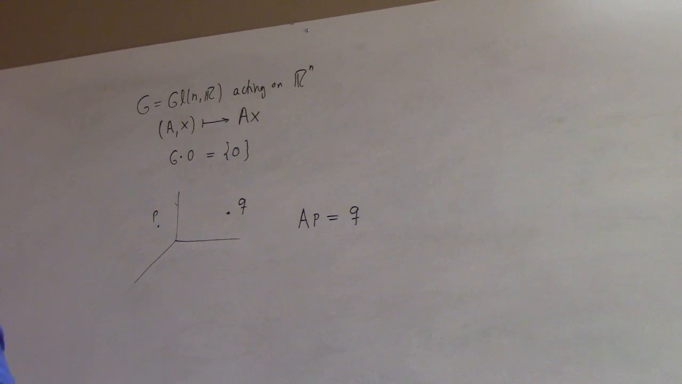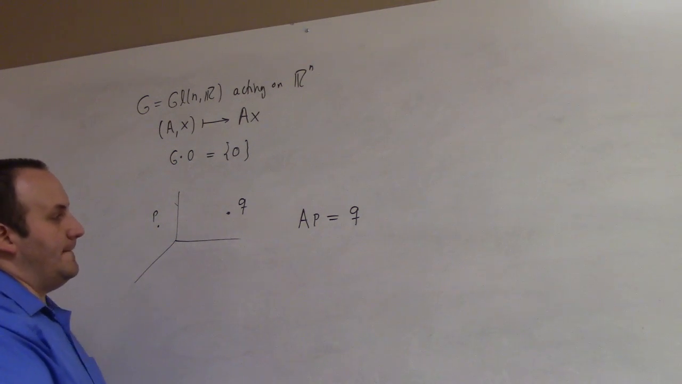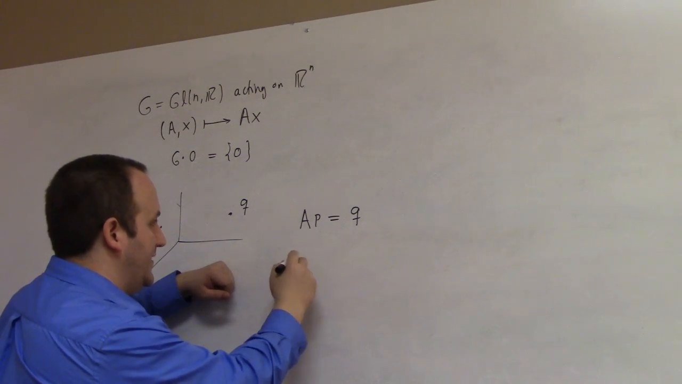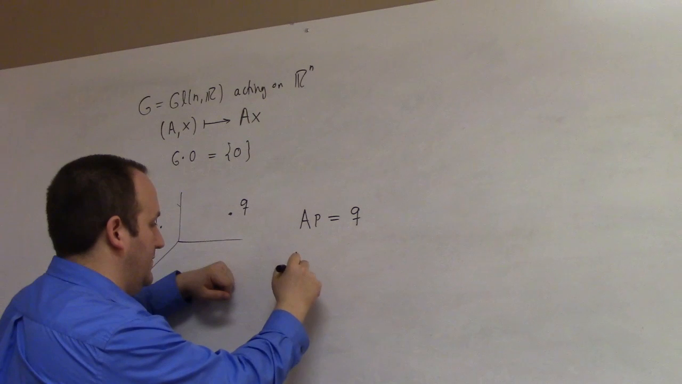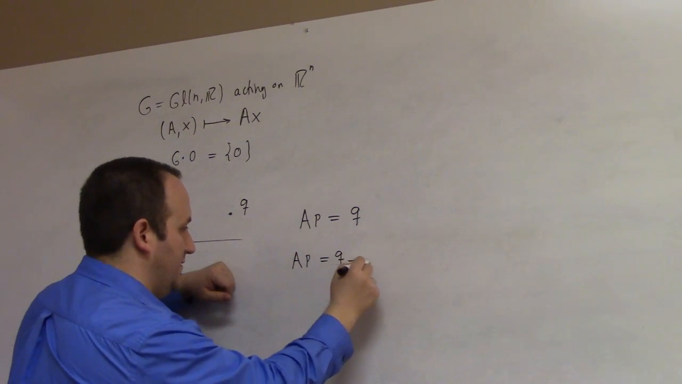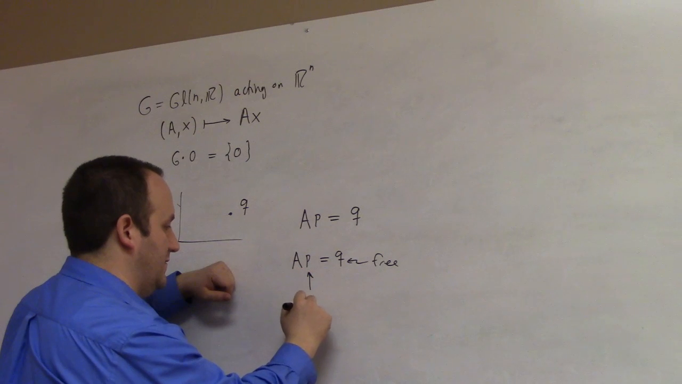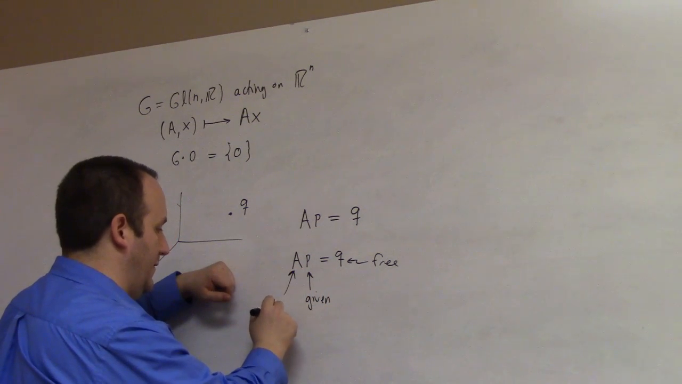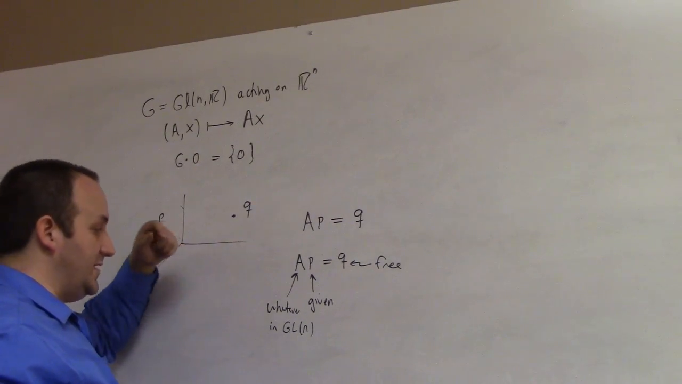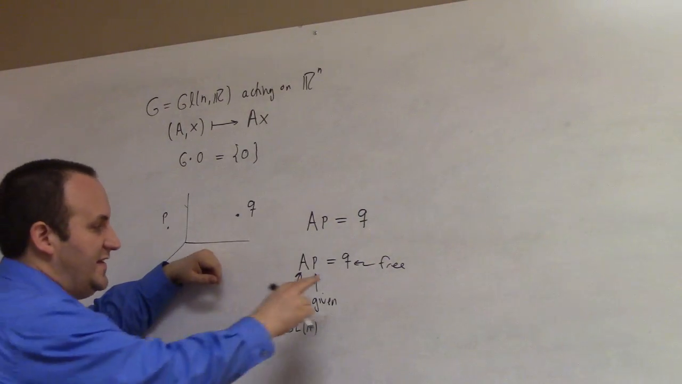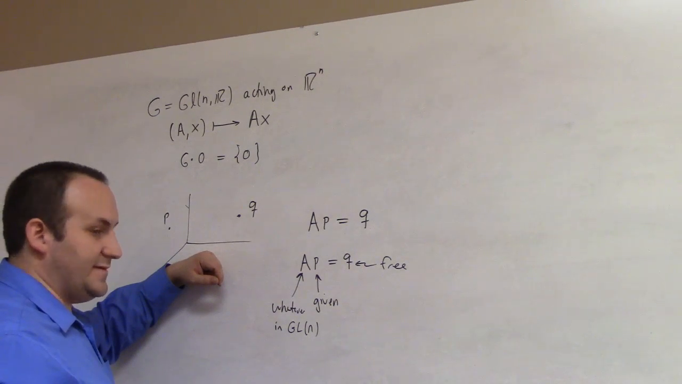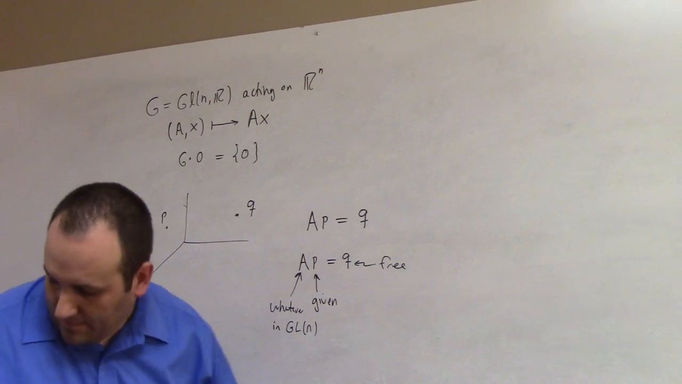Now, I guess we could look at it a different way. Suppose you're looking at AP equals Q, where this is free, and this is given, and you can make this whatever in GLN if you look at it from that perspective. Can you reach any Q in this way? I mean, there's so much freedom here. I don't think you've ever seen a problem like this in linear algebra, per se. We usually work with a lot less data.